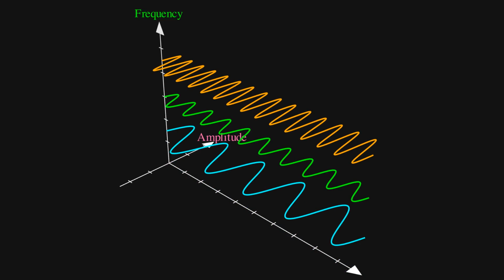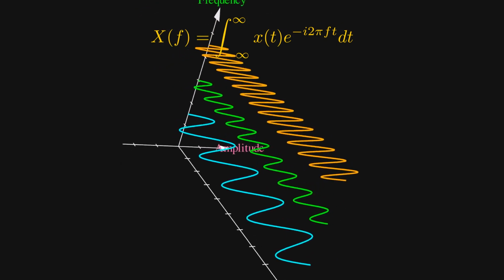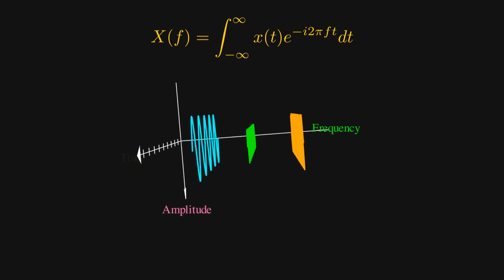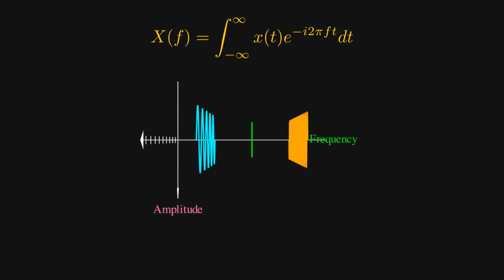By shifting our perspective by 90 degrees, time disappears. Instead, we see a bar chart, much like a digital graphic equalizer on a stereo. We instantly see exactly which pure frequencies are hiding inside the noise, and exactly how loud each one is. This elegant equation is the key to unraveling the hidden symphonies of the universe.